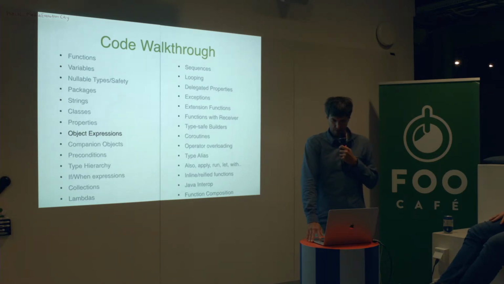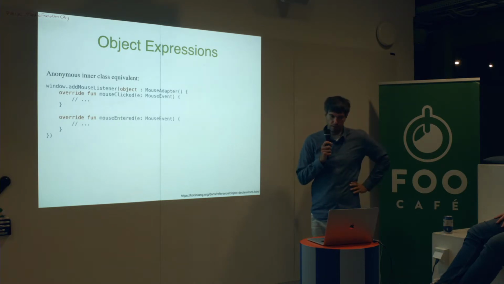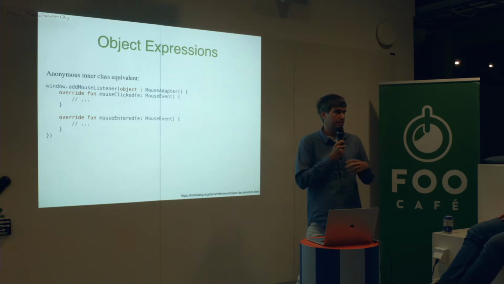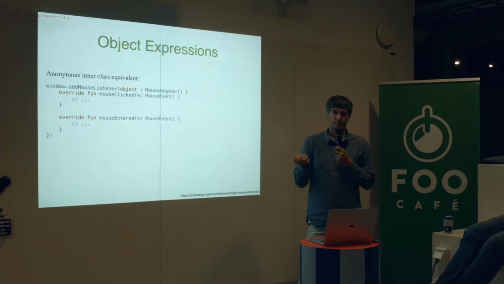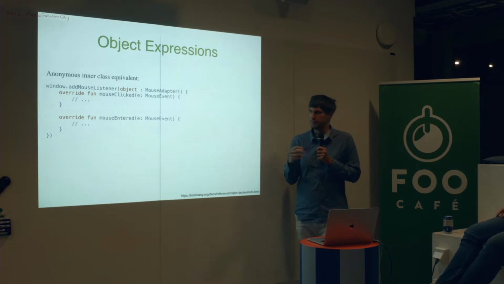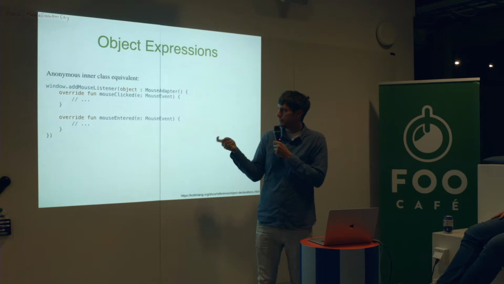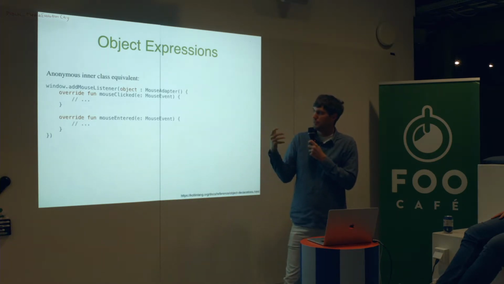Yeah. So now we're going to move on to something called object expressions. In Java, it's quite typical that we create anonymous inner classes all over the place. And in order to be interoperable with Java, Kotlin has created this object abstraction that can solve more use cases. But this is one of the use cases where you can use this object keyword, and that is to create a so-called object expression.